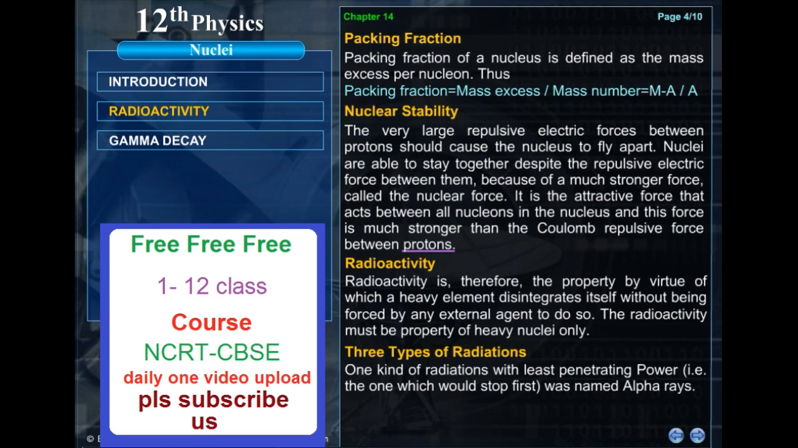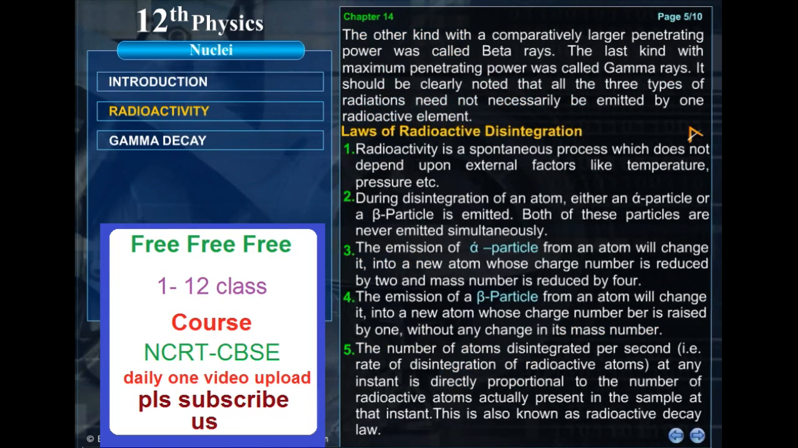Three types of radiations. One kind of radiation with the least penetrating power, that is the one which would stop first, was named alpha rays. The other kind with a comparatively larger penetrating power was called beta rays. The last kind with maximum penetrating power was called gamma rays. It should be clearly noted that all three types of radiations need not necessarily be emitted by one radioactive element.